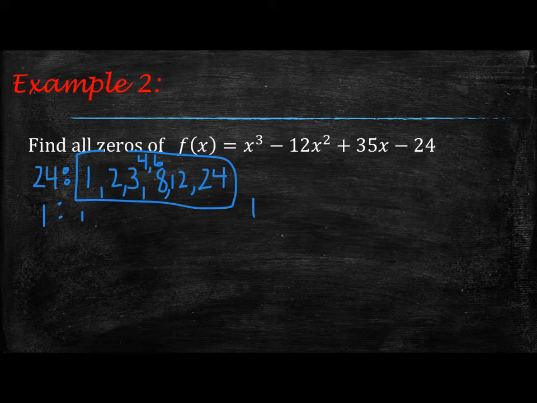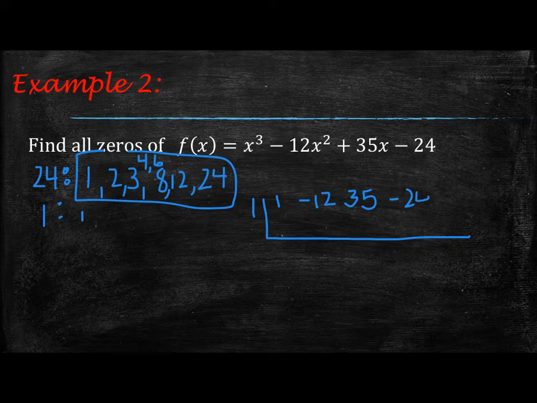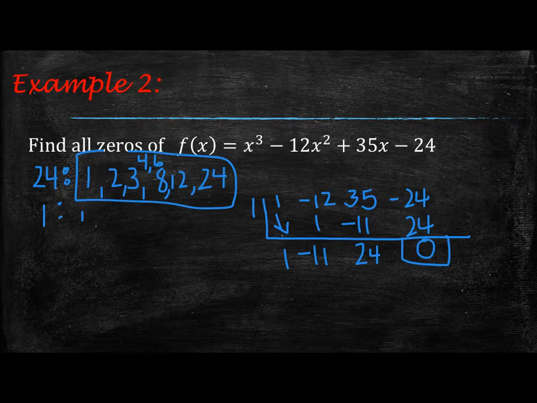So let's try 1. We're going to use our coefficients. So 1, negative 12, 35, and negative 24. So bring down your 1. This would be 1. This would be negative 11, which would be 24, which would be positive 24. So we got lucky. That first one is a factor.